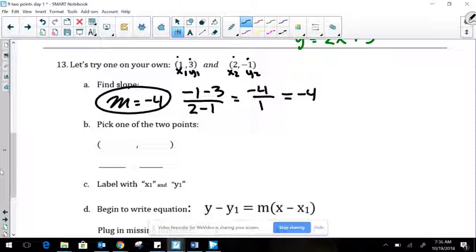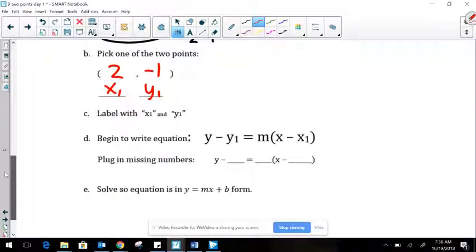Okay, then I'm going to pick one of the 2 points. I'm going to pick the second point here, 2, negative 1. I'm going to show you what happens when there's a negative number. I'm going to label them x1, y1. Okay, and I'm going to scroll down here. It says begin to write your equation. Again, we're using that point slope form. So I know my slope, my y1 and x1, because I just picked those right up here.